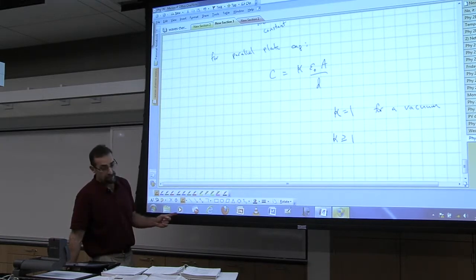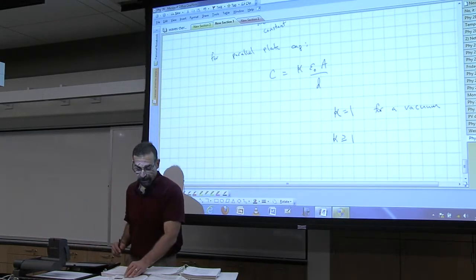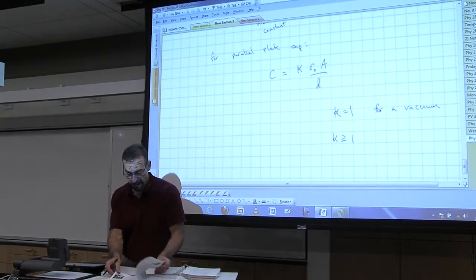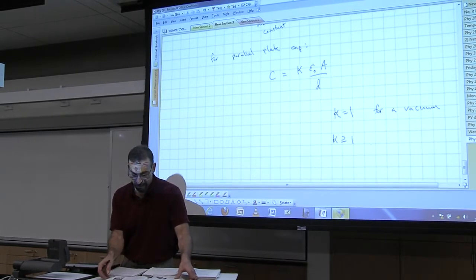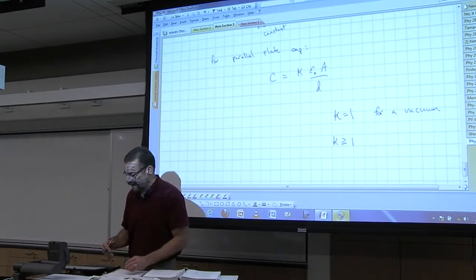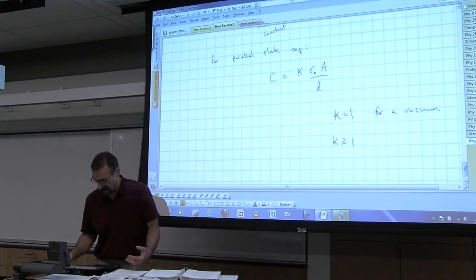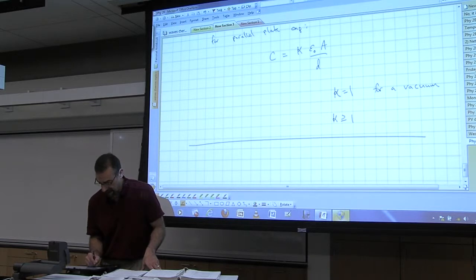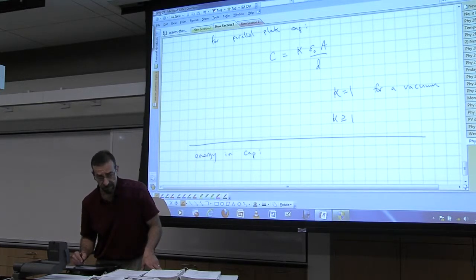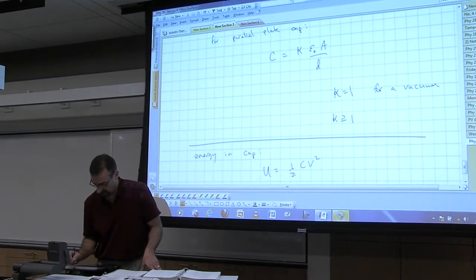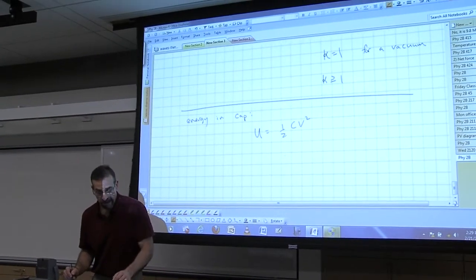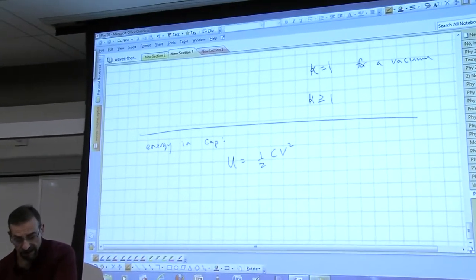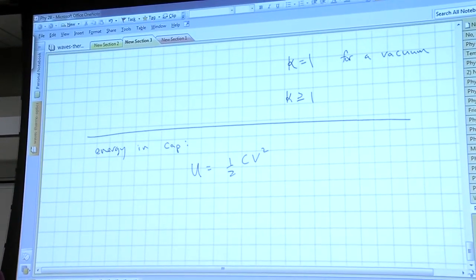All right, capacitance. So we have this way of dealing with capacitors. We kind of say they store charge, but really, they're storing energy. So the energy in a capacitor is 1/2 CV squared. It's Q squared over 2C.